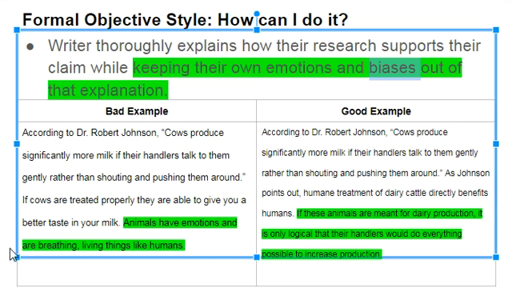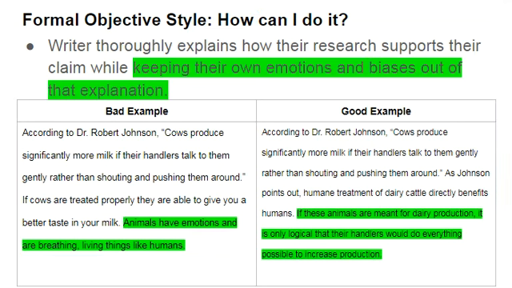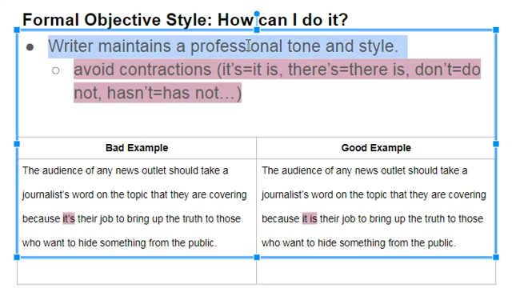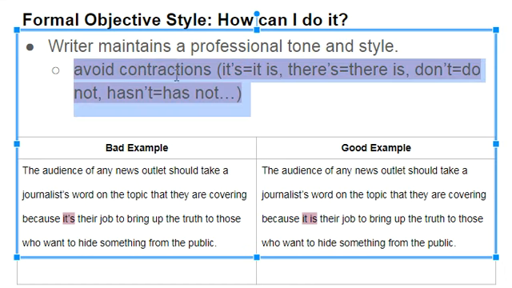Okay? All right, let's move on. The next way that you maintain a formal and objective style is to maintain a professional tone and style. Be professional, okay? One way that you can maintain a professional tone and style is to avoid contractions.